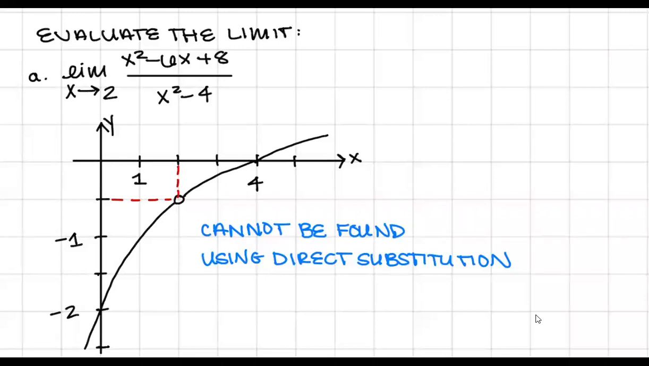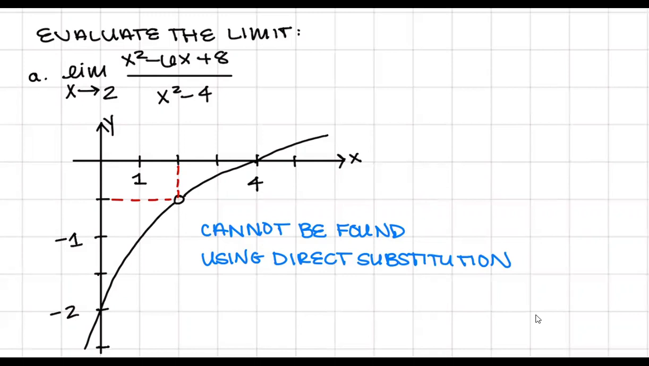For our first example, we're interested in evaluating the limit as x approaches 2 of x squared minus 6x plus 8 divided by x squared minus 4. Now I've drawn the graph below, and it's pretty easy to see that we can't find the limit by just substituting in 2, right? We get a divide by 0 error for our bottom function. So even though we've got two polynomials, we've run into a problem. So what can we do?